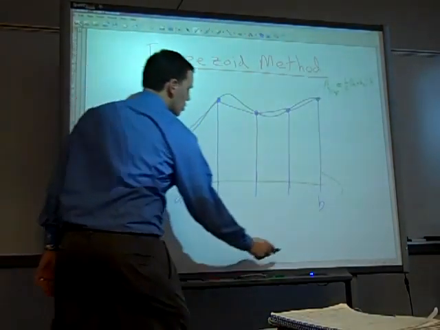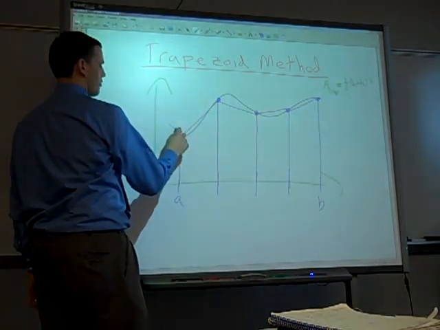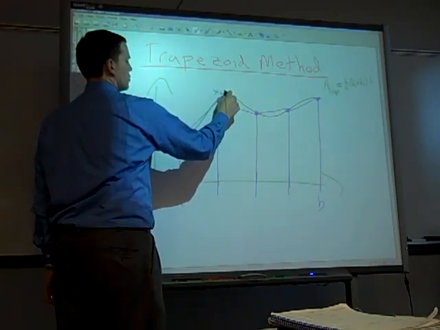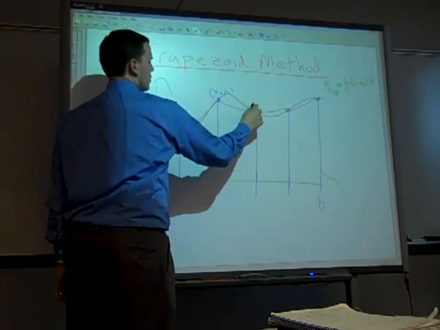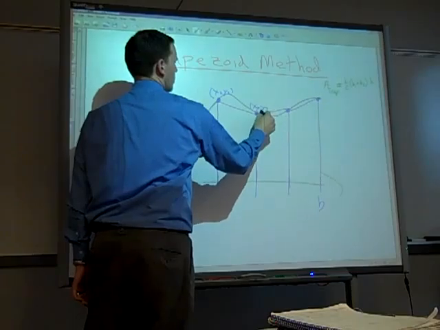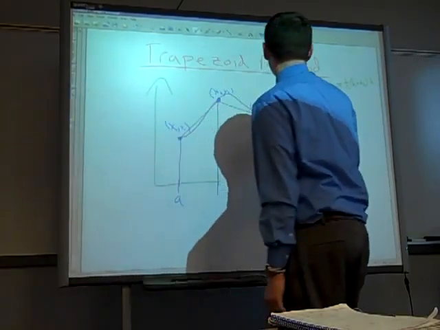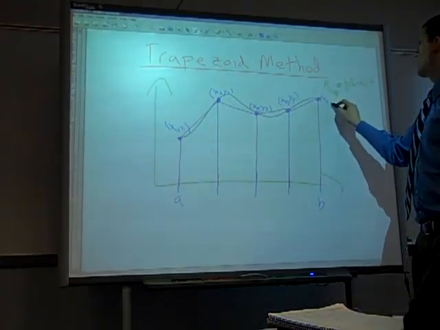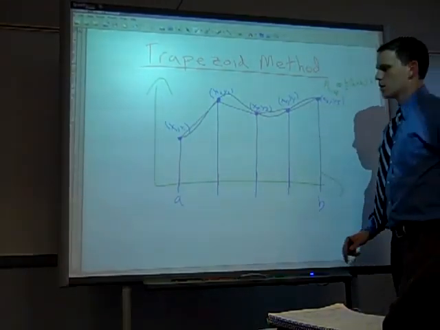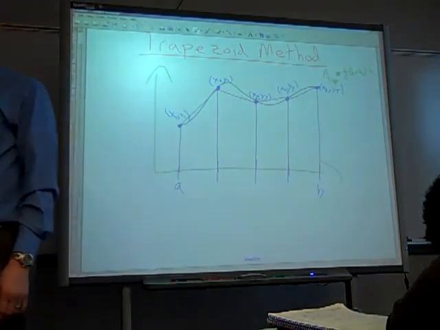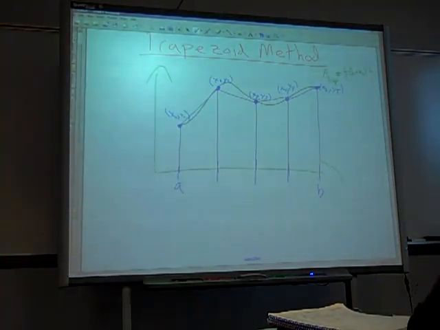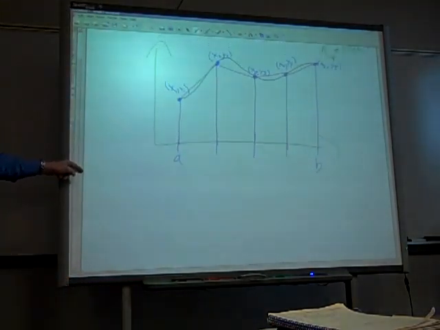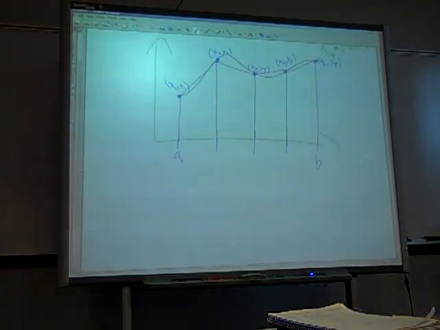So let's call these points x1, y1, x2, y2. This point will be x3, y3. This point, x4, y4. And this point, x5, y5. Alright, so what I'm going to do is write out the formula for the trapezoid method, and then something interesting is going to happen after I do some manipulations. So I want us to notice this.